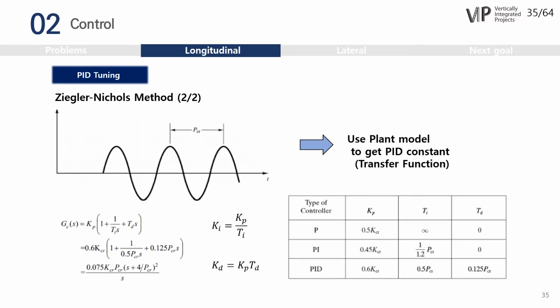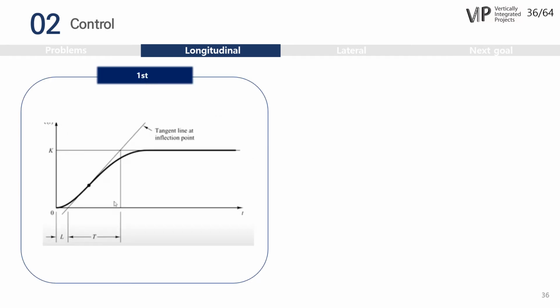The second method uses the transfer function of the plant. First, find the critical gain value where the system reaches the marginally stable state when only proportional control is applied. Next, find the period of the oscillating response curve, and determine the PID gain based on the table. This is the second method. We choose the first method because of the characteristics of the vehicle system and the elements used in PID tuning. Since the vehicle system already includes the basic controller, it is always a stable system.